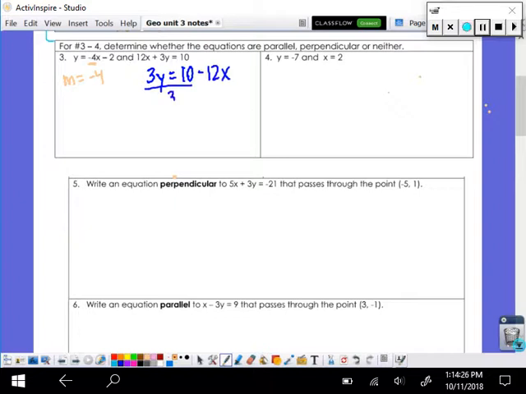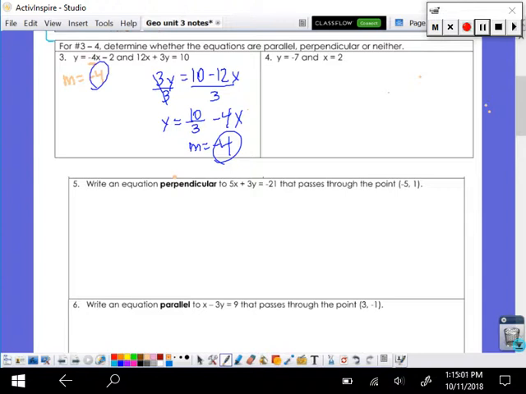I need to divide both sides by 3. Oops. Wrote my division symbol all wonky. And now this is not working. Okay, let's try that again. Okay, so 3y equals 10 minus 12x. There we go. Divide by 3. Y equals 10/3 minus 4x. There, my slope equals negative 4. Negative 4 and negative 4, these lines are parallel.